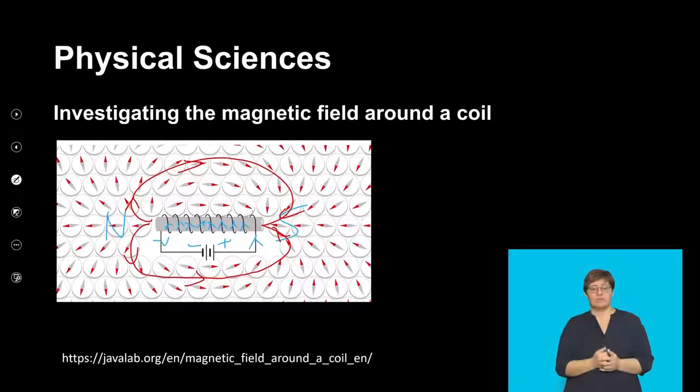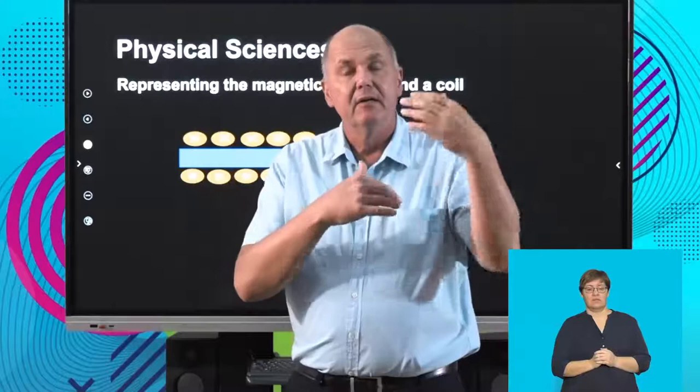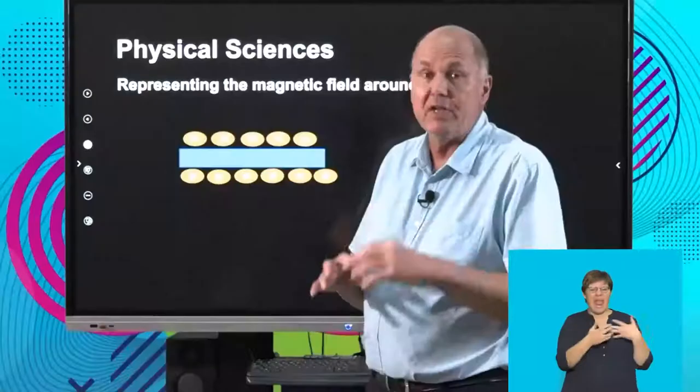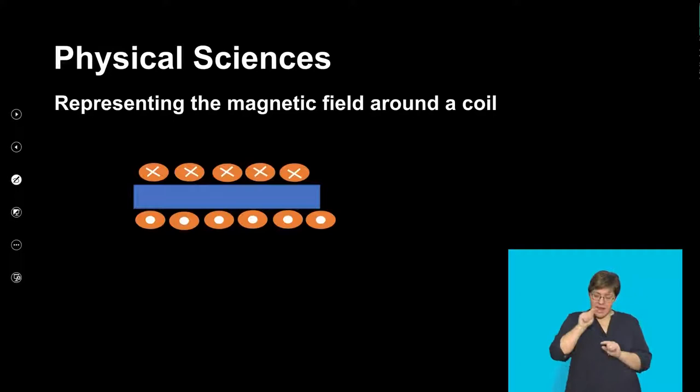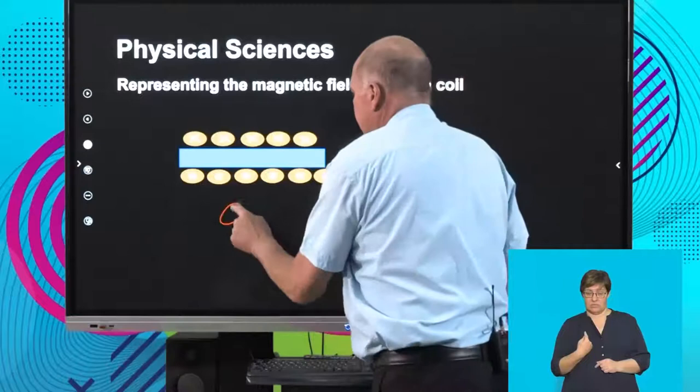I want to have another look at the representation of the magnetic field around a coil. So the blue area here just represents a rod. It could be an iron rod, it could be a plastic rod, it could even be some cardboard. And what it's showing us is the way that the copper wire is around this particular coil. So what it's saying to us is on this side, all of these lines, the current is coming out of the board. It's coming out. And on this side, it's going in.